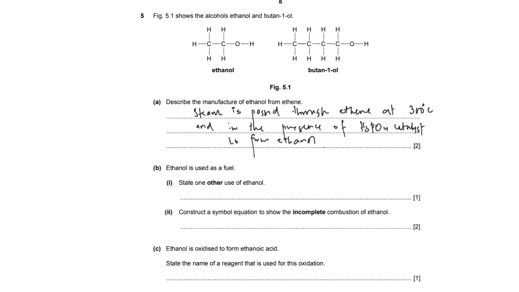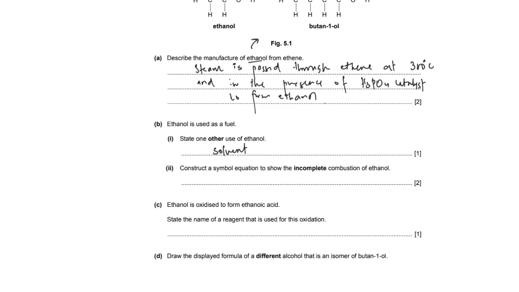If it's 3 marks, you can also say how ethanol is prepared. Aqueous ethanol से ethanol निकालना हो तो you have to distill it as well. That ethanol is separated by distillation. Ethanol is used as a fuel. One other use of ethanol, it is used as a solvent. It is also used in French polishes. It is also used as an alcoholic beverage.